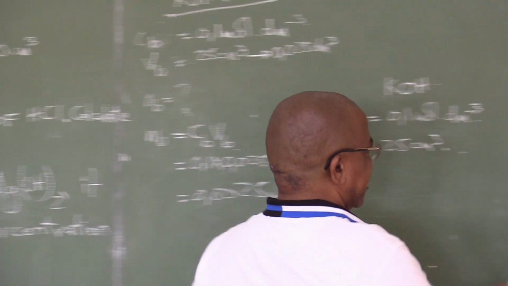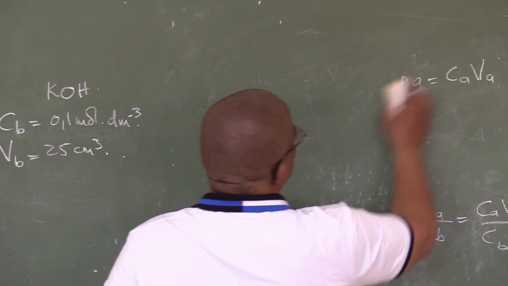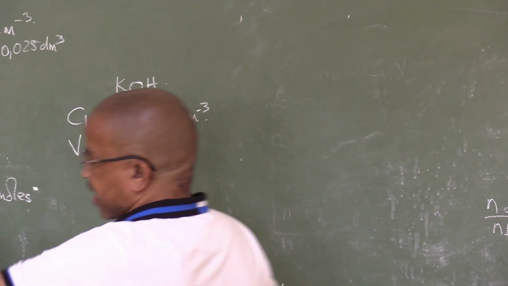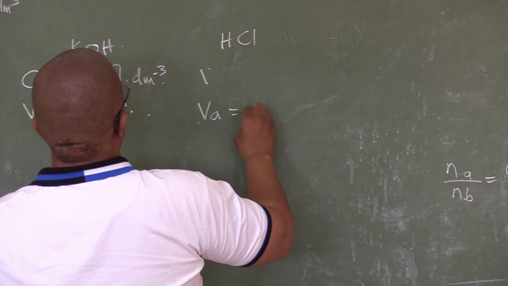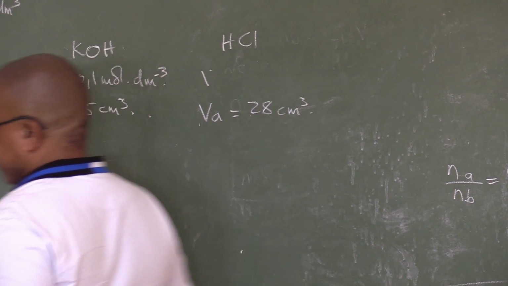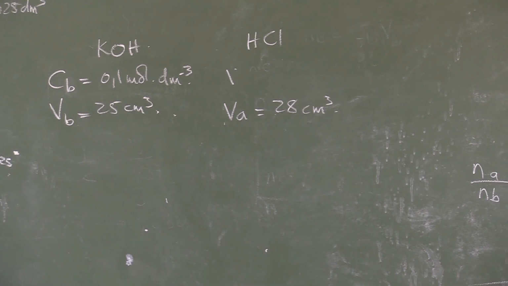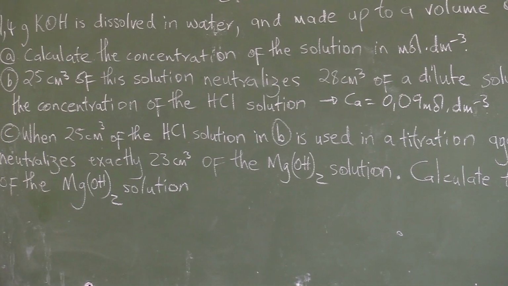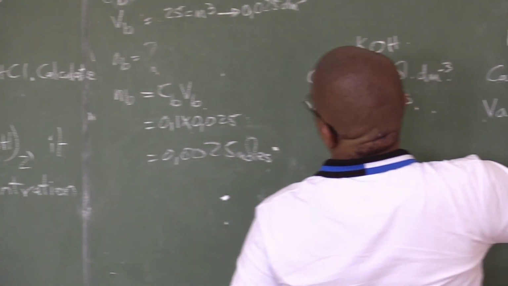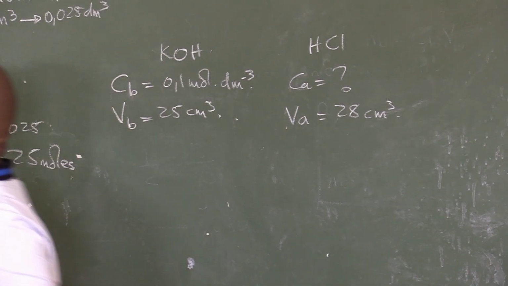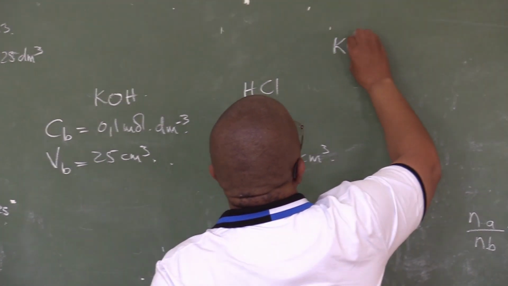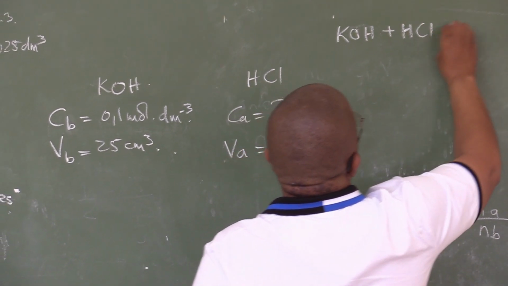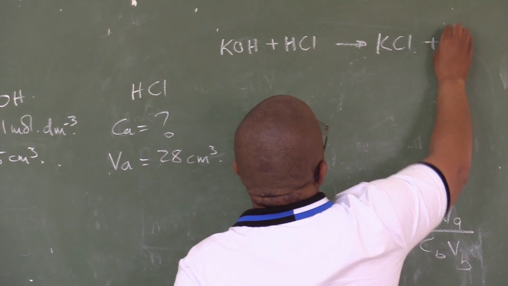So sidila ne-acid ke laphana. Acid HCl, volume of the acid 28 cubic centimeter. Kuthiwa calculate the concentration. Concentration ye-acid iyona esiyifunayo. Sesiya kwi-equation bakwethu. Siyazi ukuthi KOH plus HCl yields KCl plus H2O.